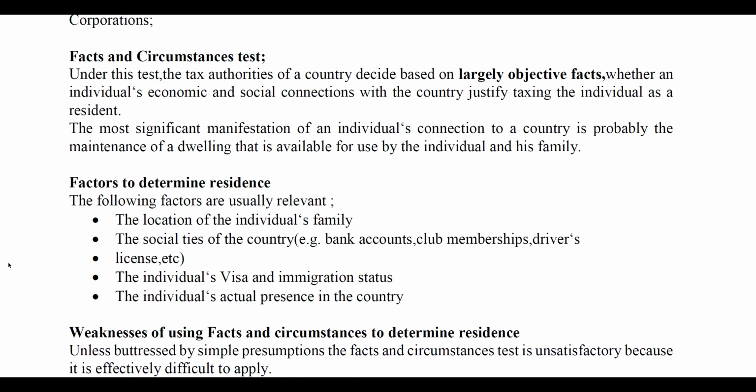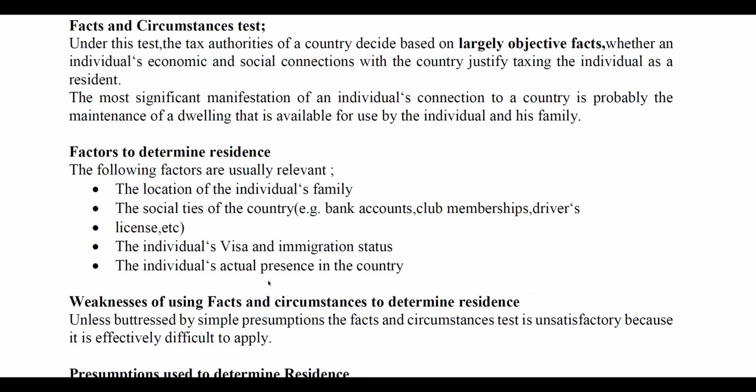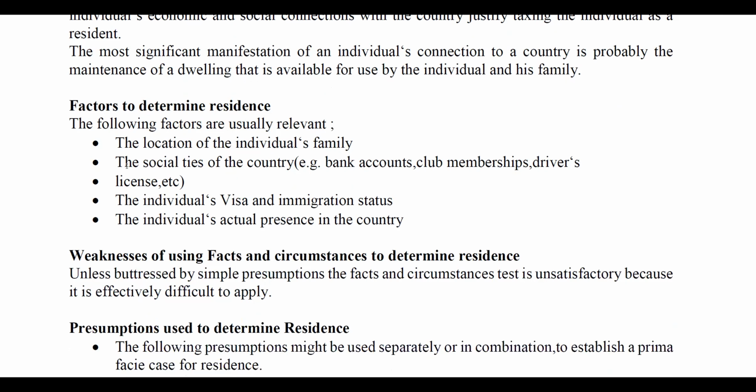So factors that we use to determine residence here include the location of your family, your social ties like your bank account, club membership, driver's license, your visa and immigration status, your actual presence in the country. Okay, so these are the factors. Based on the facts and circumstances in the case, we can use this facts and circumstances test. Then there are some other factors that you consider. Apart from the normal ones we looked at under personal and economic relations being closer, center of vital interest can still be considered. Your social life and all that, right? The administration of your properties.